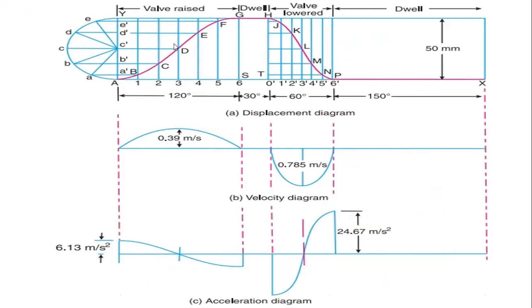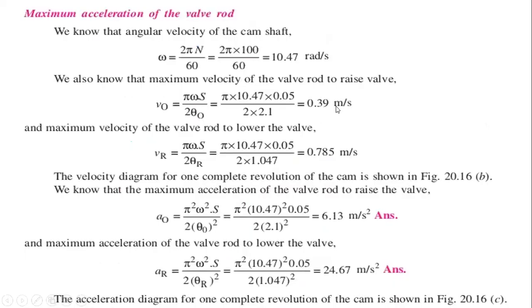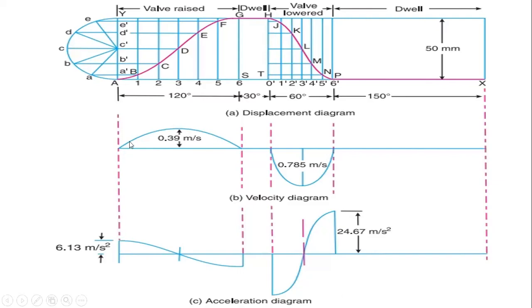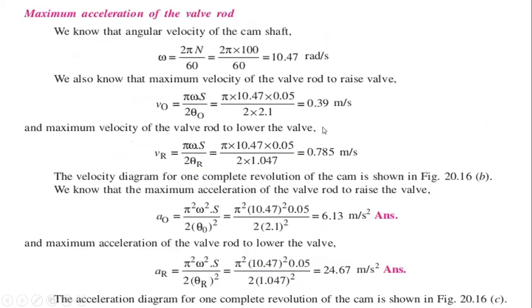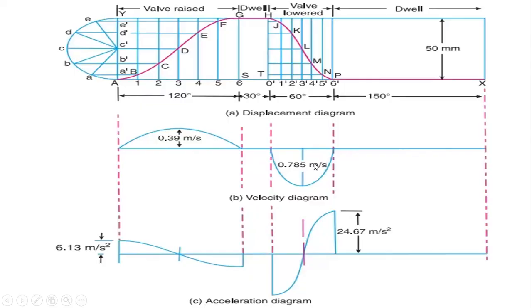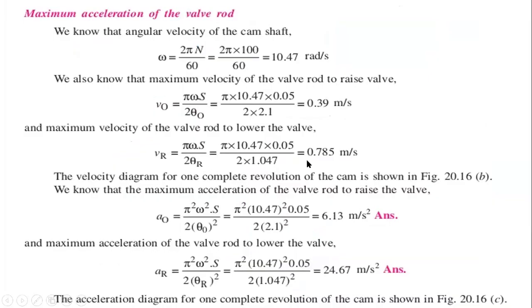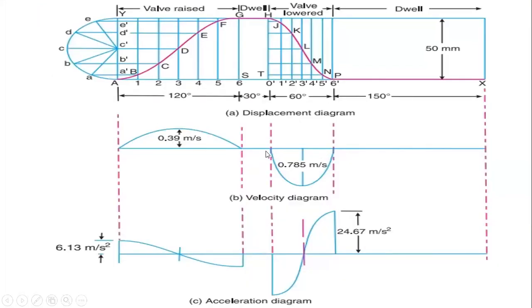This is the displacement diagram which we drew earlier. Next, we draw the velocity diagram. The velocity of the outstroke, V of O, is obtained as 0.39 meters per second. For simple harmonic motion, we have to draw the loops only. This is the outstroke period. In that period, you draw a loop like this, which represents 0.39 meters per second. Next, the velocity for the return stroke is 0.785 meters per second. From the baseline, you draw it in the downward direction, below the baseline.